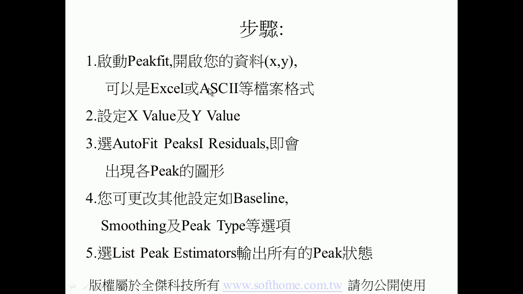And then you have to read your original file, maybe Excel or ASCII. And then you have to set the X value and Y value. Then you just select the auto picks, the first method procedure. Then every peak of your original data will appear. And if you want to remove the trend line or any baseline, or want to smooth, you can select this option. And then go back to the third step to use residual analysis again.